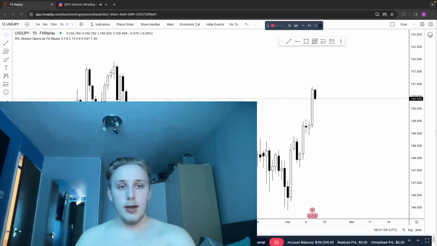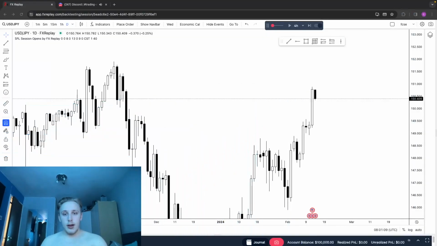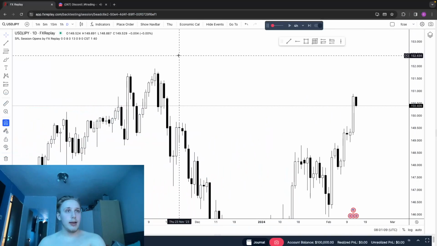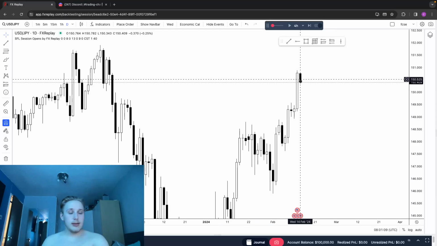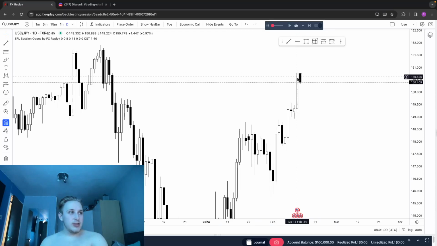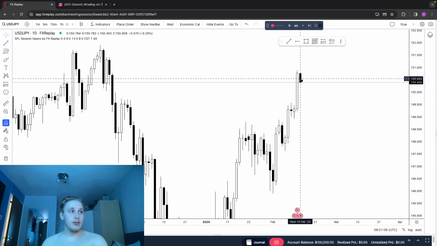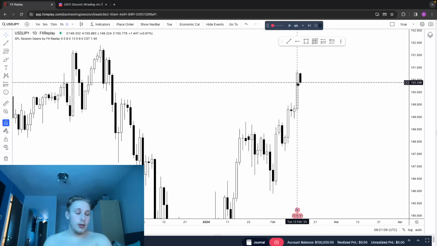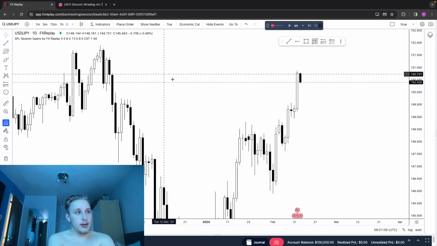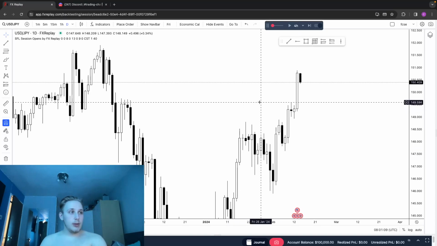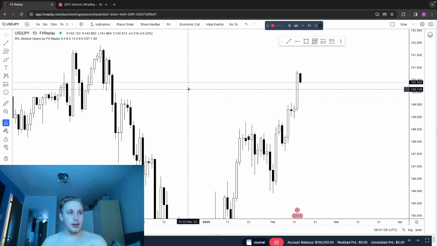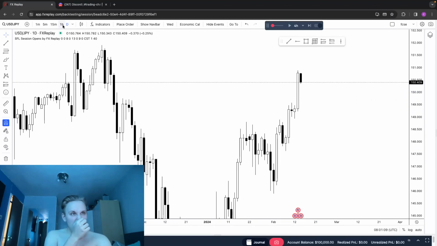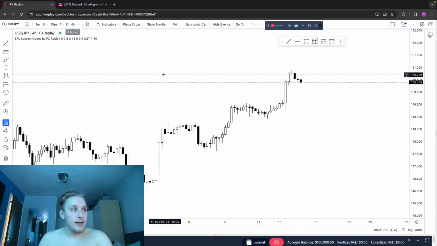So we're going to jump onto FxReplay right here, and we're looking at the daily time frame now. As we can see, ignore this candle because we're trading this candle. So just look from here. We're bullish as we broke above this high here yesterday and this one here. So that's the daily time frame bullish.